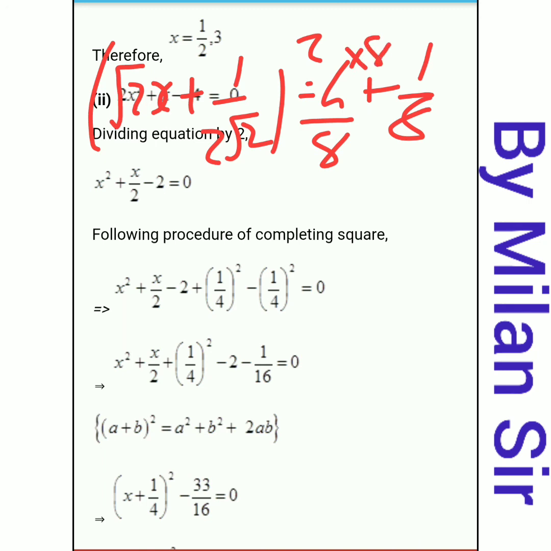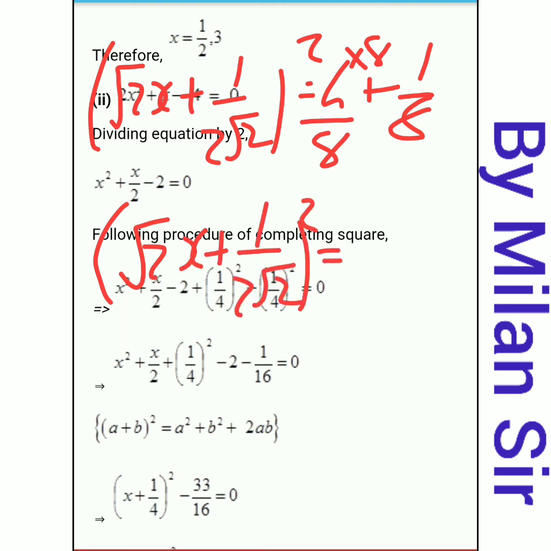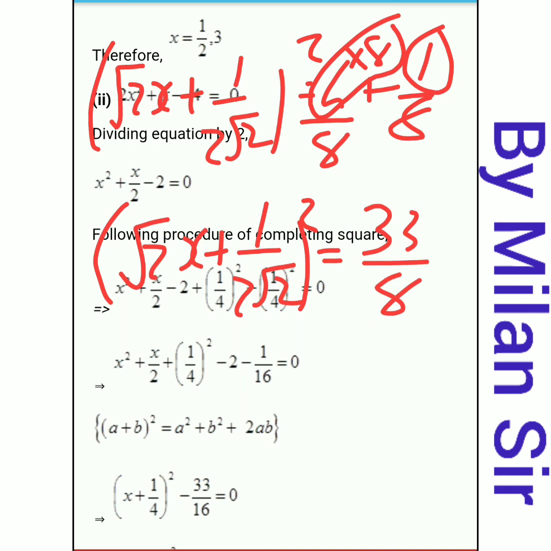This is our rough work. You can directly write the answer. Okay, no need to show this. That means multiply by 8 and divide by 8 with 4. So under root 2x plus 1 upon 2 under root 2 all squared is equal to, here 8 fours are 32, plus 1, 33 divided by 8 as it is. Okay, now we need to take the square root.